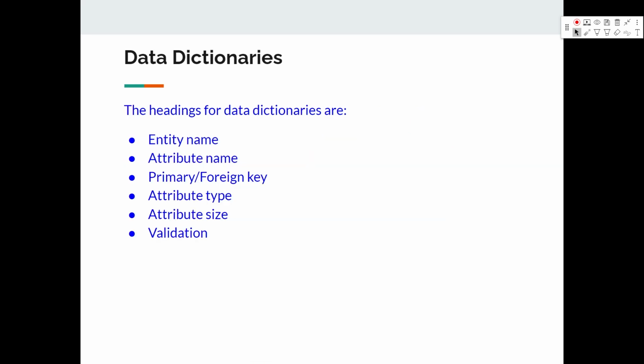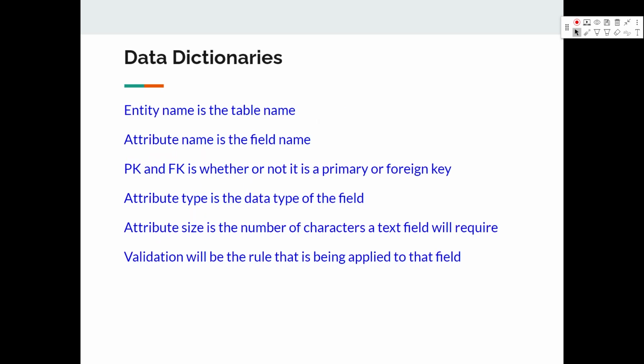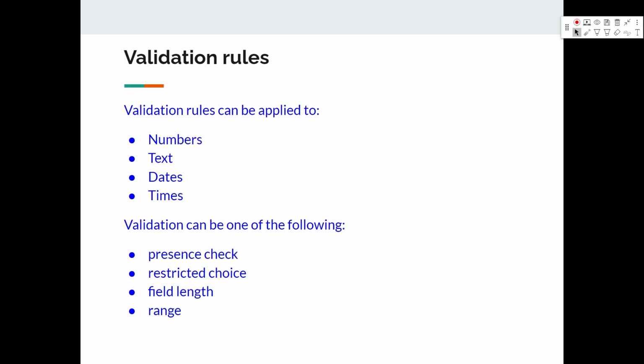The tables in your data dictionary should contain the entity name, all the attribute names, the primary and foreign keys, the attribute types, like text, number, that type of thing, the attribute size, so if it's a text field, you give it a size, and the validation that is required for that attribute. Validation rules can be applied to numbers, text, dates, and times, not booleans, because they are automatically selected and there's only 2 things you can select, so you don't need to validate booleans. And the types of validation could be presence check, restricted choice, field length, or range. Let's take a look at those.